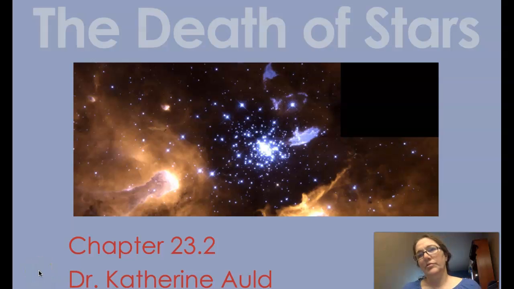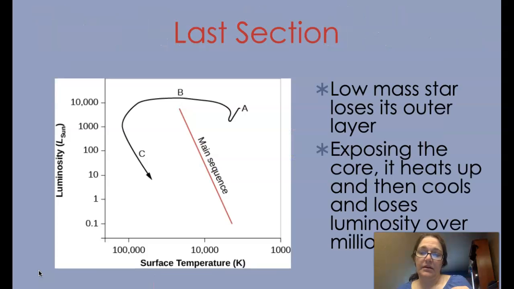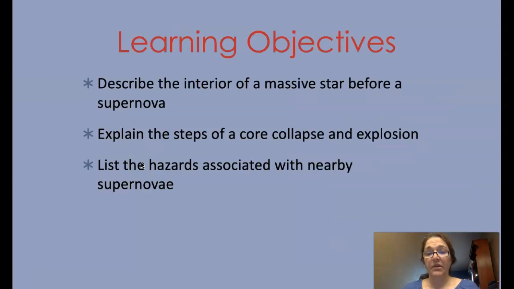So now we are going to do section 2 of chapter 23, and this is about what happens in massive stars rather than low mass stars. Last section we talked about low mass stars, and they lose their outer layers and look increasingly hot and then cool down over billions of years into a white dwarf. Instead, now we're going to look at the inside of a massive star and the steps of the core collapse.